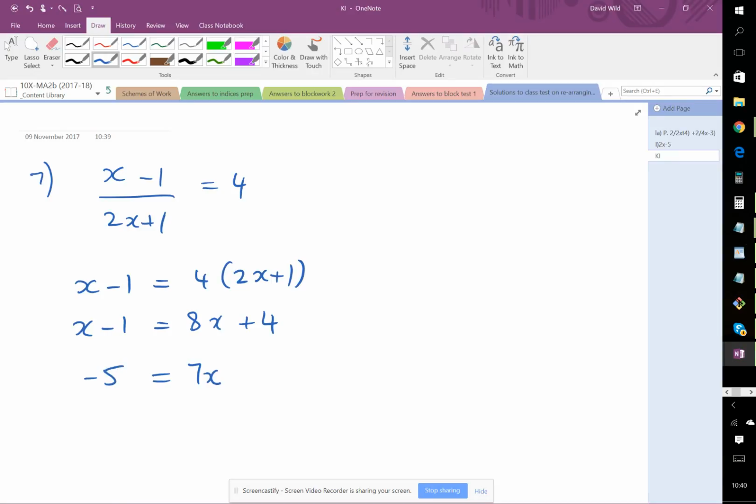Okay? Subtract x from both sides. I get 8x, subtract x goes to 7x. x minus x is nothing. And then I'm going to subtract 4 from both sides. Minus 1 minus another 4 is minus 5. And 4 minus 4 is nothing. And then divide both sides by 7.